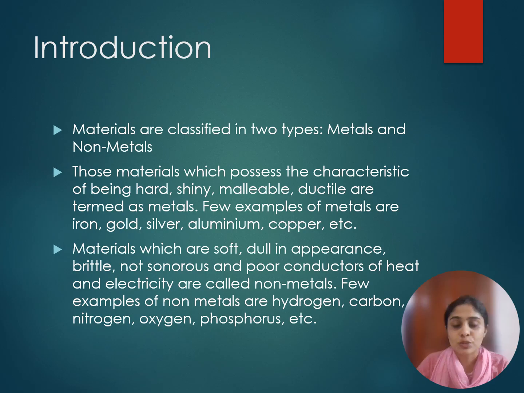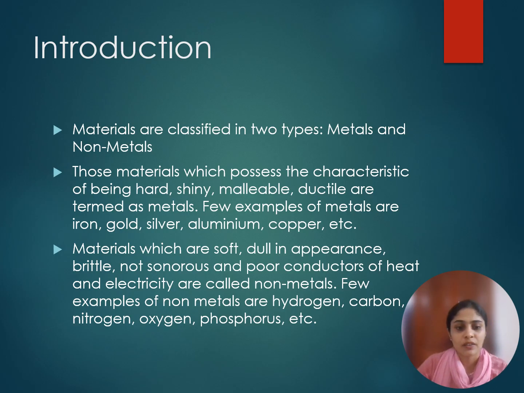Those materials which possess the characteristics of being hard, shiny, malleable, ductile are termed as metals. A few examples of metals are iron, gold, silver, aluminium, copper, etc. Materials which are soft, dull in appearance, brittle, not sonorous, and poor conductors of heat and electricity are called nonmetals. A few examples of nonmetals are hydrogen, carbon, nitrogen, oxygen, phosphorus, etc.